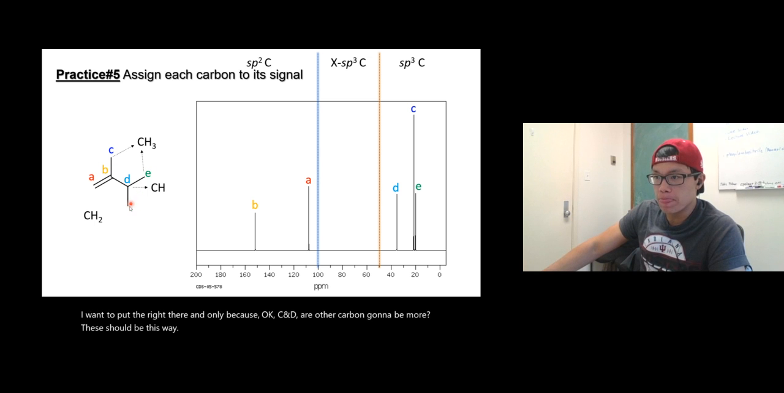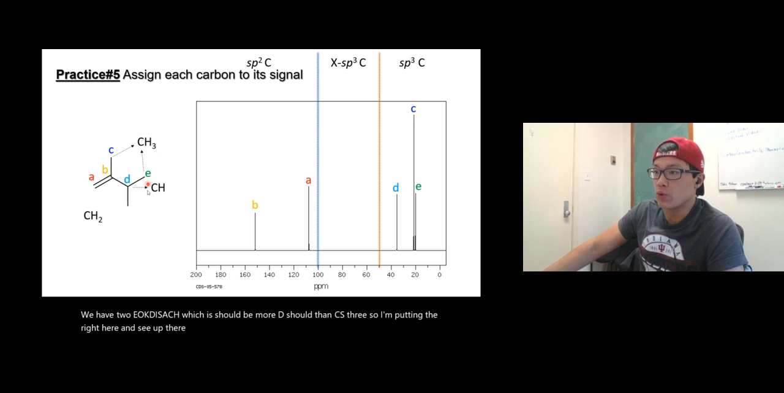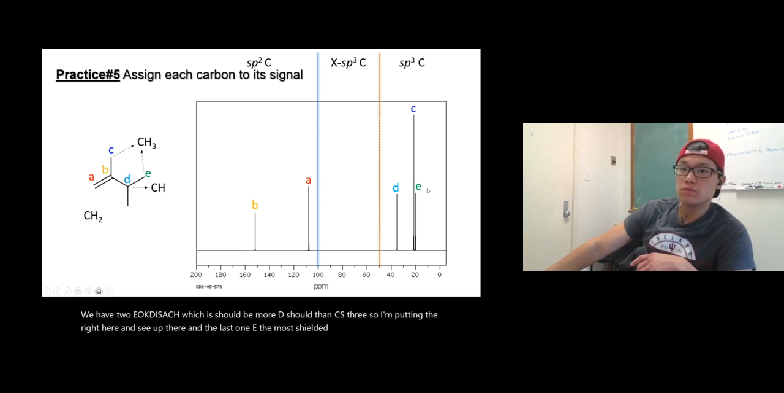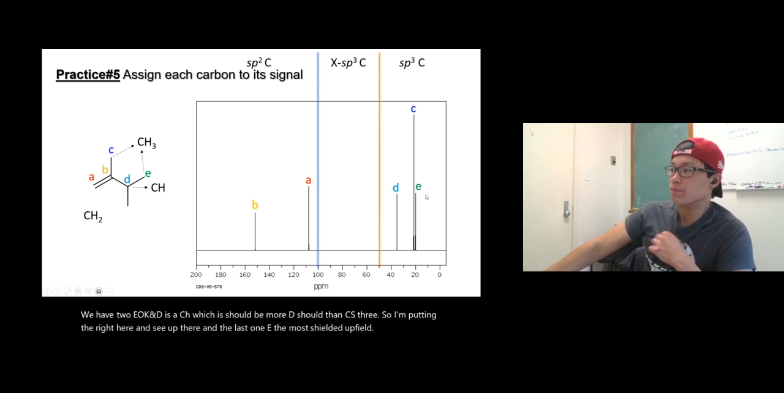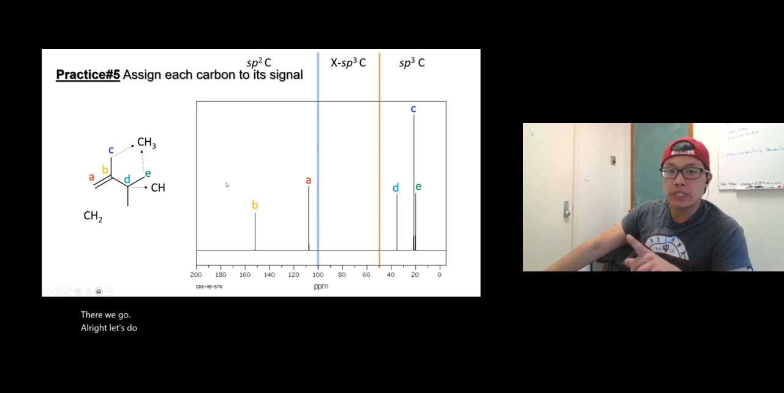Now we have 2 E's. Okay, and D is a CH, which should be more deshielded than CH3, so I'm putting D right here and C up there, and the last one, E, the most shielded, upfield. There we go. All right, let's move on to the last region, number 4.